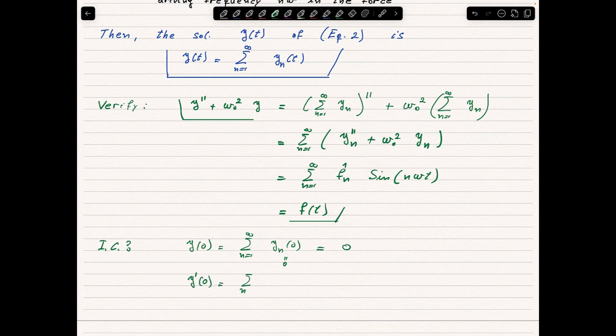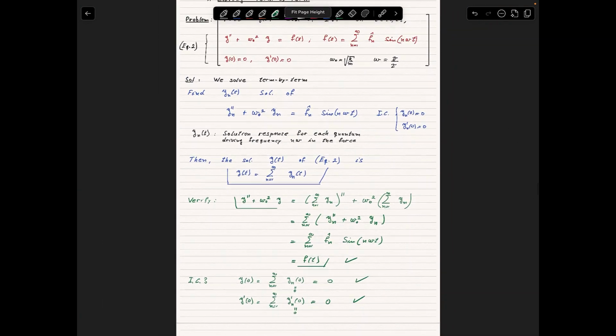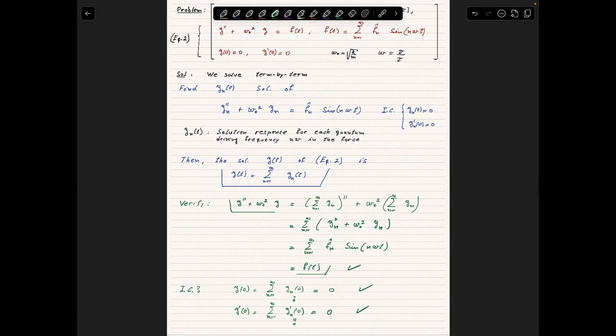This is the sum n equal 1 to infinity of the derivatives at 0, but we found this function by asking that condition, so this is 0. So it satisfies the initial conditions, it satisfies the equation, so this is one way to find the solution. You have a problem with a complicated right hand side that no method works on, so what we do is we decompose it in terms of quantum of oscillations, and we solve for each quantum.